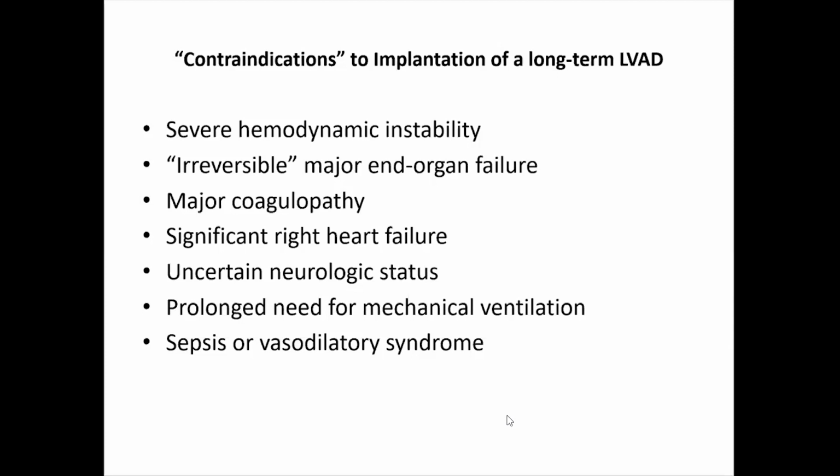If they have an uncertain neurological status, if the patient is intubated and we cannot wake them up, that's not the time for implanting the LVAD. If they need mechanical ventilation, that's not the time to do it. Or if they have active sepsis or vasodilatory symptoms, we don't want to implant the LVAD at this point.